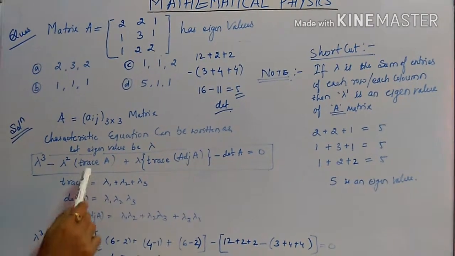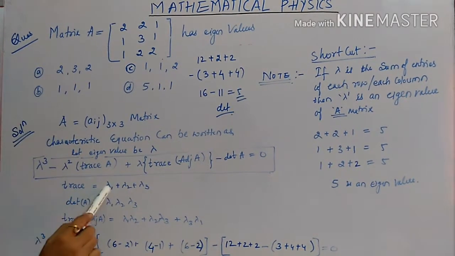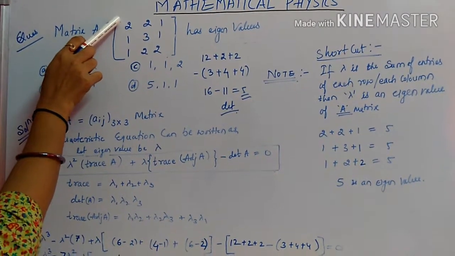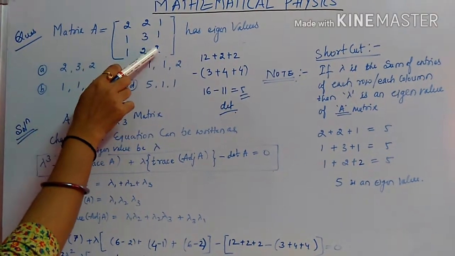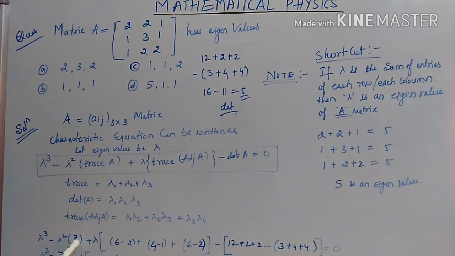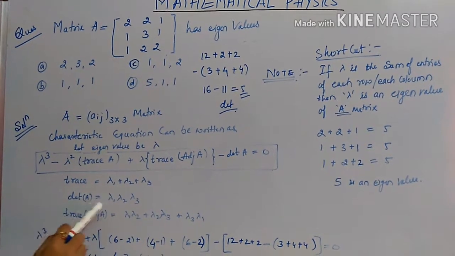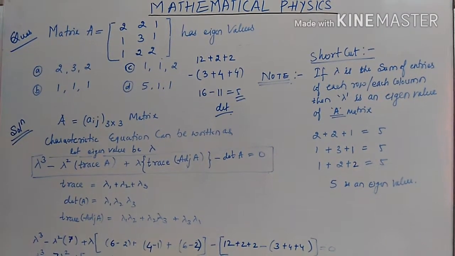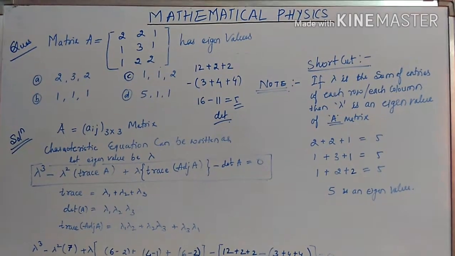How are these values found from the matrix? Trace is the sum of eigenvalues, which is equal to the sum of diagonal elements of the matrix. So 2 plus 3 plus 2 we get 7. So this is the trace. Now how do we find the determinant? It is lambda 1, lambda 2 and lambda 3, so this is from the eigenvalues.